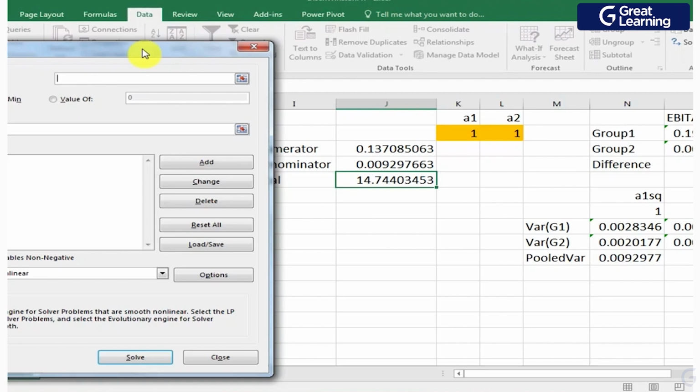What is the objective? The goal is the numerator by denominator, the d squared Mahalanobis base. Maximize this, by changing cells. A1 and A2 are the initial values; change them.